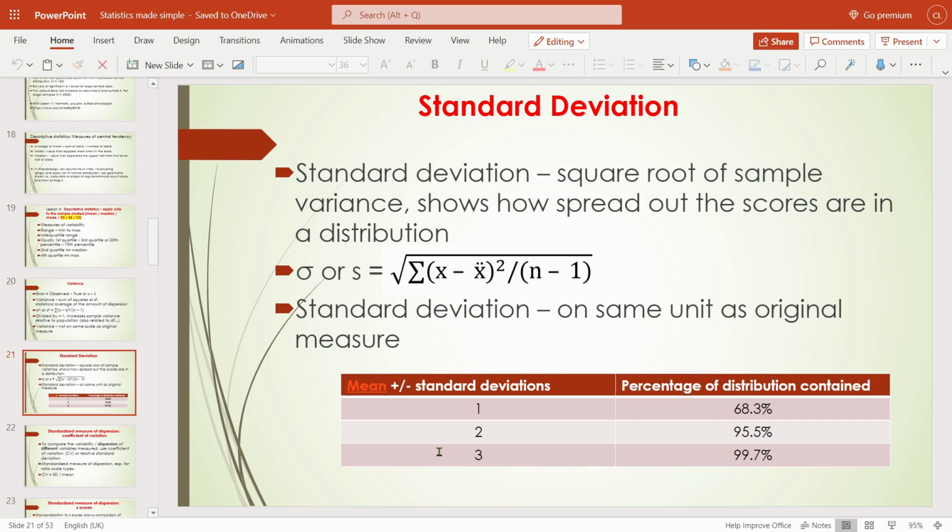For data that follows a normal distribution, mean plus minus 1 standard deviation contains 68.3% of the distribution, whereas plus minus 2 standard deviations contains 95.5% of the distribution. A mean plus minus 3 standard deviations contains 99.7% of the distribution. This actually helps the readers appreciate the possible spread of the mean.